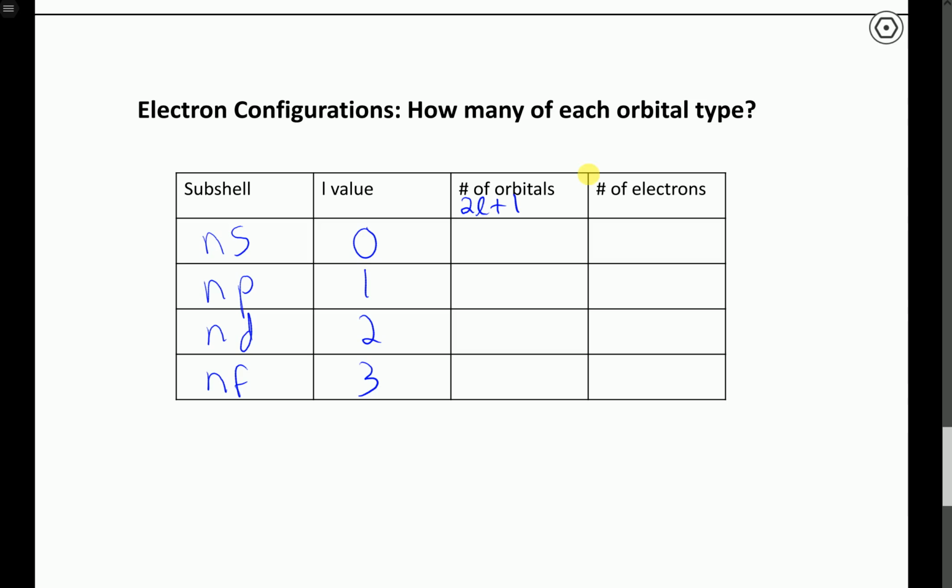So for every S subshell we have 1 orbital, for every P subshell we have 3 orbitals, for every D subshell we have 5 orbitals, and for every F subshell, which we're not going to deal with a whole lot, we would have 7 orbitals, and there's 2 electrons per orbital.